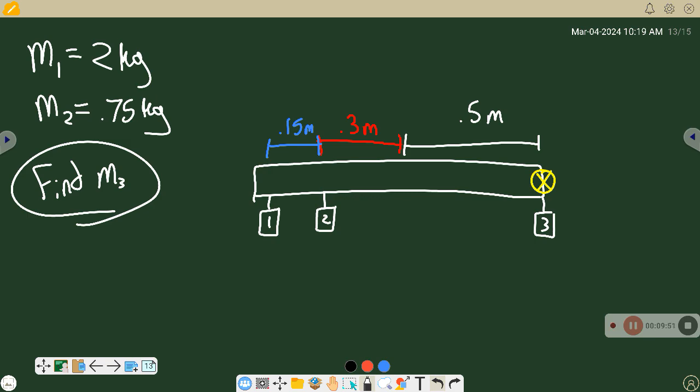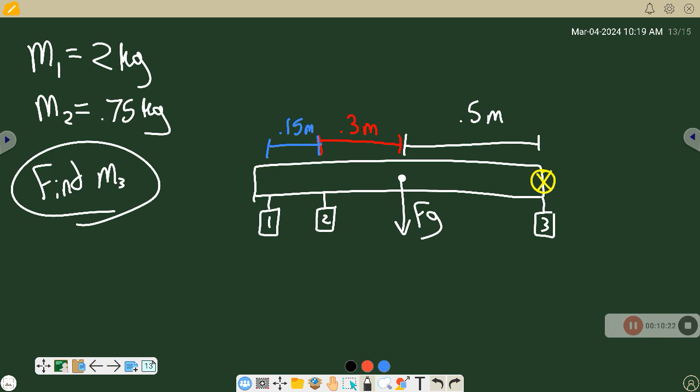Right? If you stripped away all of those other masses and just held a meter stick over here by the end of it, it would just naturally rotate. Why? Because gravity is pulling down on it. It's got a force of gravity pulling down on it. Now, when we consider that force of gravity in terms of calculating for torque, we're always going to essentially pretend that the force of gravity is all acting exclusively at the center of mass of the object, okay?